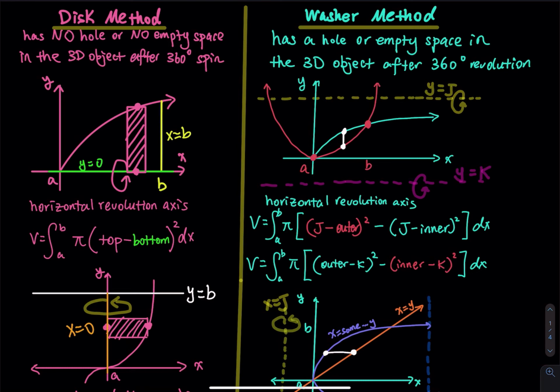What about rotating about y equals to k? So for y equals to k, the outer and inner will be the opposite. So when you rotate about y equals to k, the red curve will be the inner because the red curve is closer to k. So that's why you will be using the red curve, the top minus the bottom, inner minus k. And then the green curve is farther away from k, then that will be the outer curve, the green curve, minus k. You have to square that because you have to square the radius. Okay, so that is the washers method.